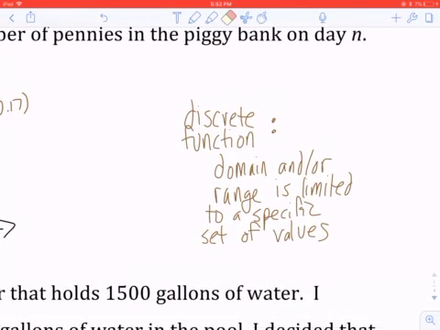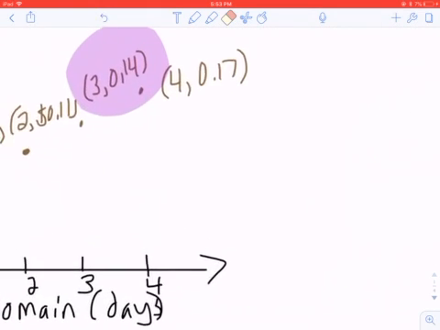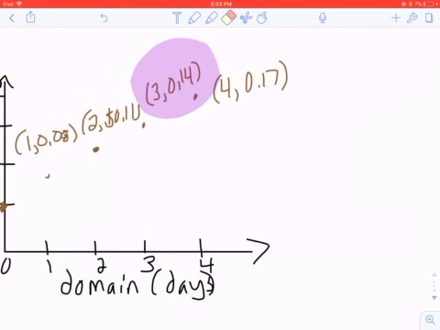That means that your domain and/or range is limited to a specific set of values. So in this case, we are limited to pennies. We are limited to days. We can't have fractions of a day based on this function. Again, we're not coming home a third of the way through the day to give her maybe a cent, or a sixth of the way through a day to give her half a penny. These events are only happening once, so I can't represent this with a line. All I can do is represent a dot for each day.